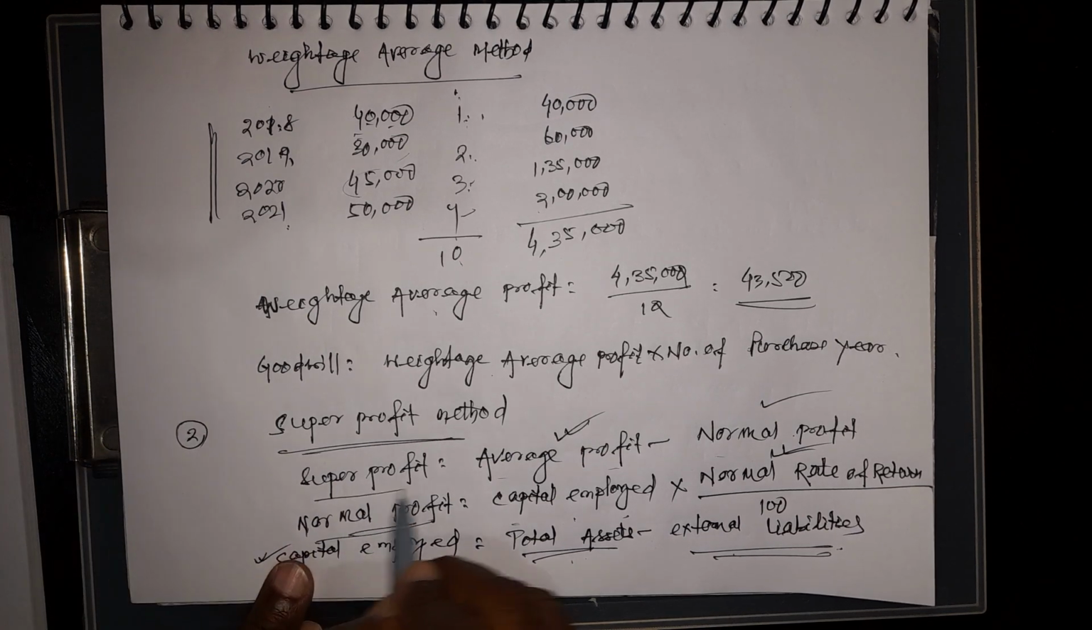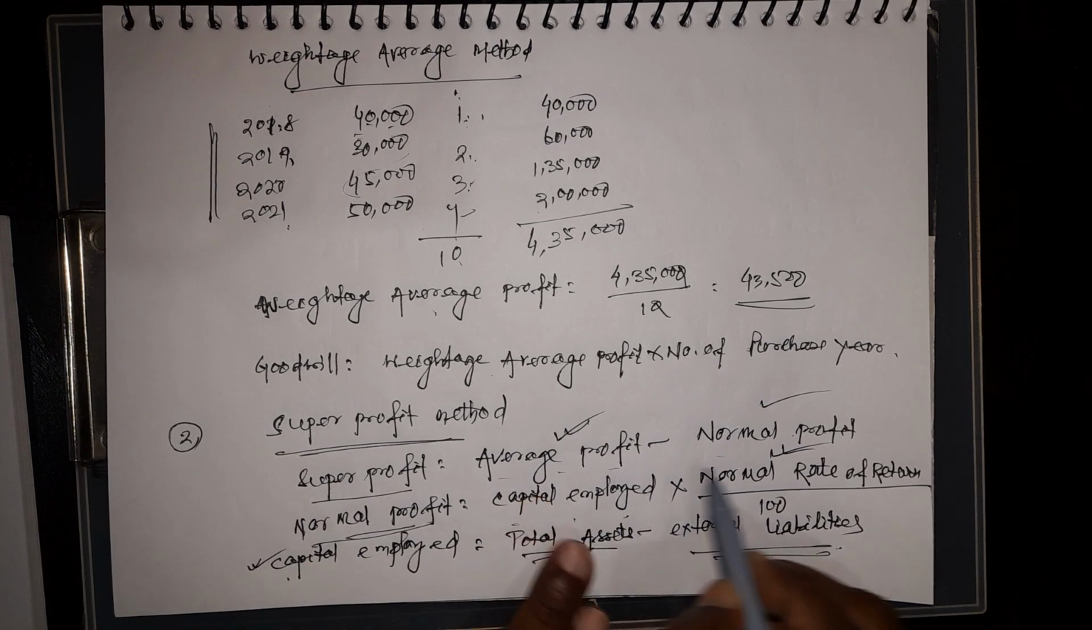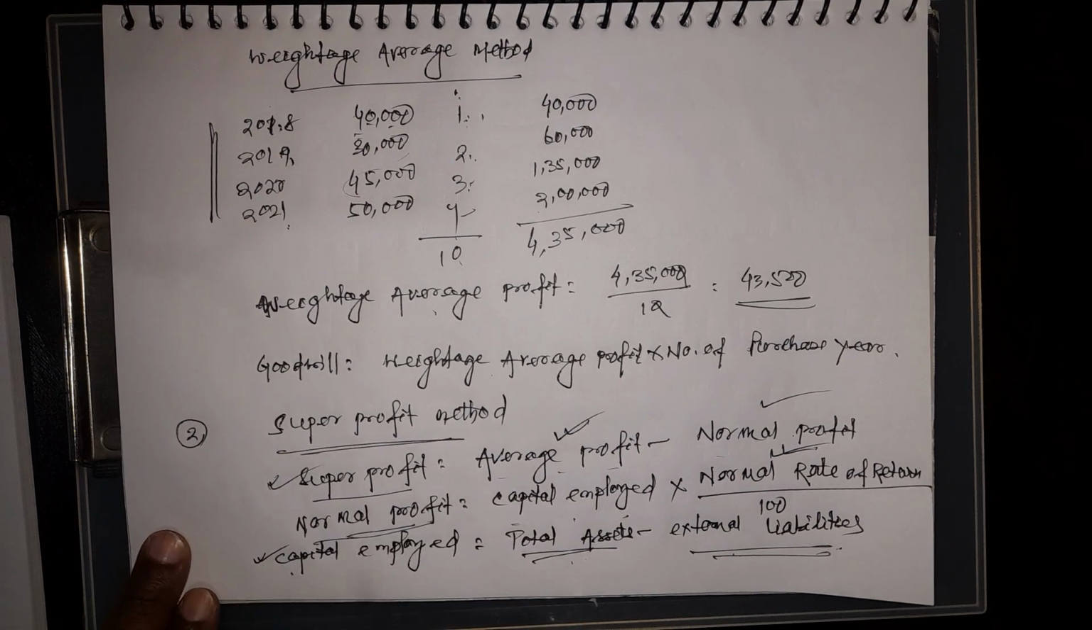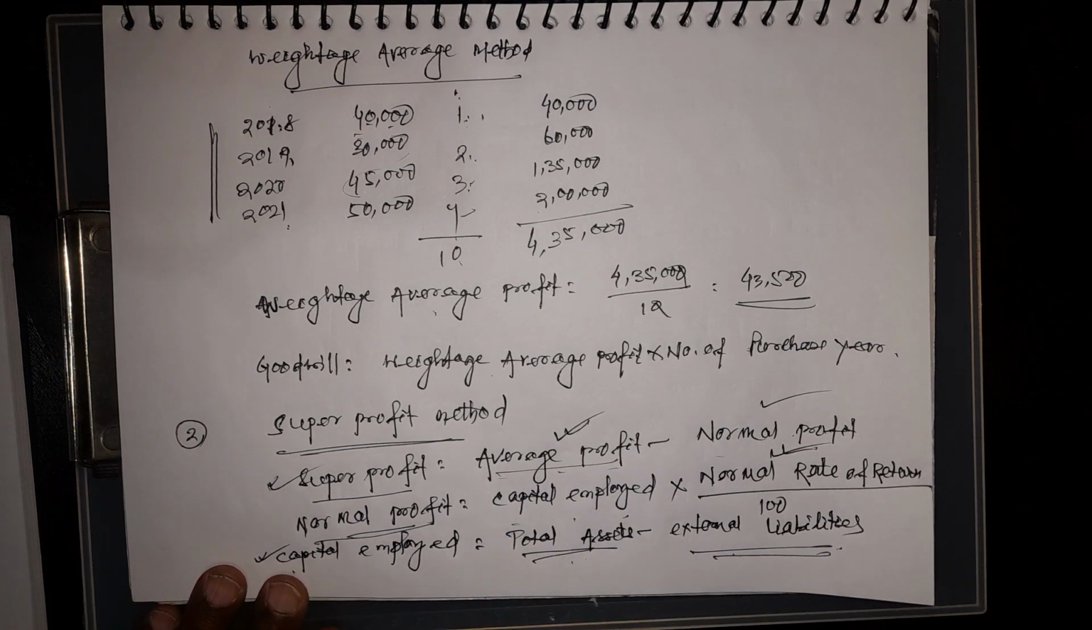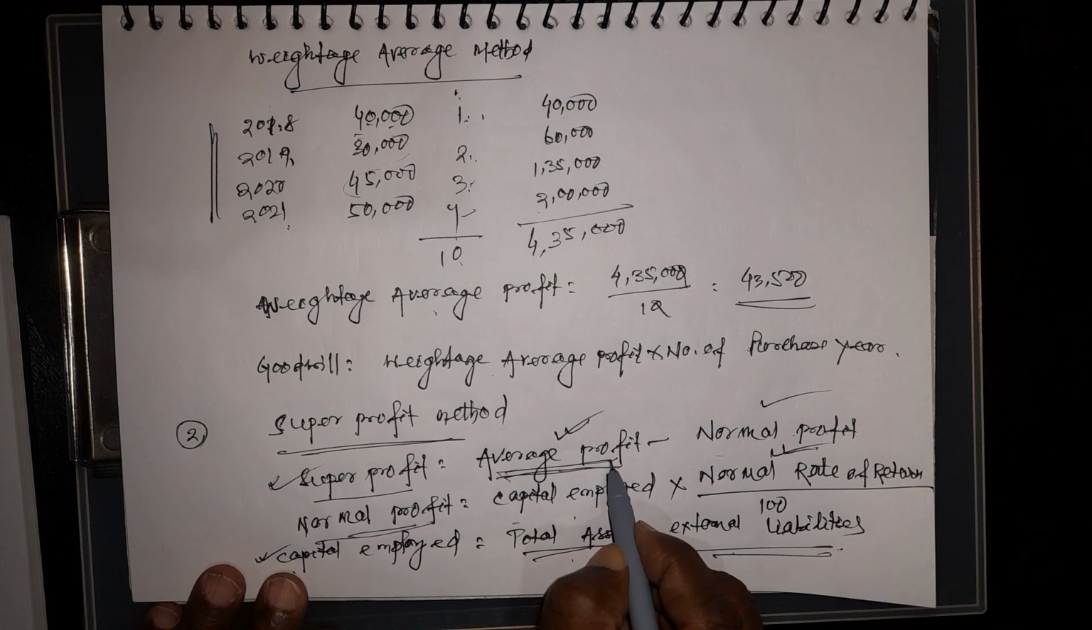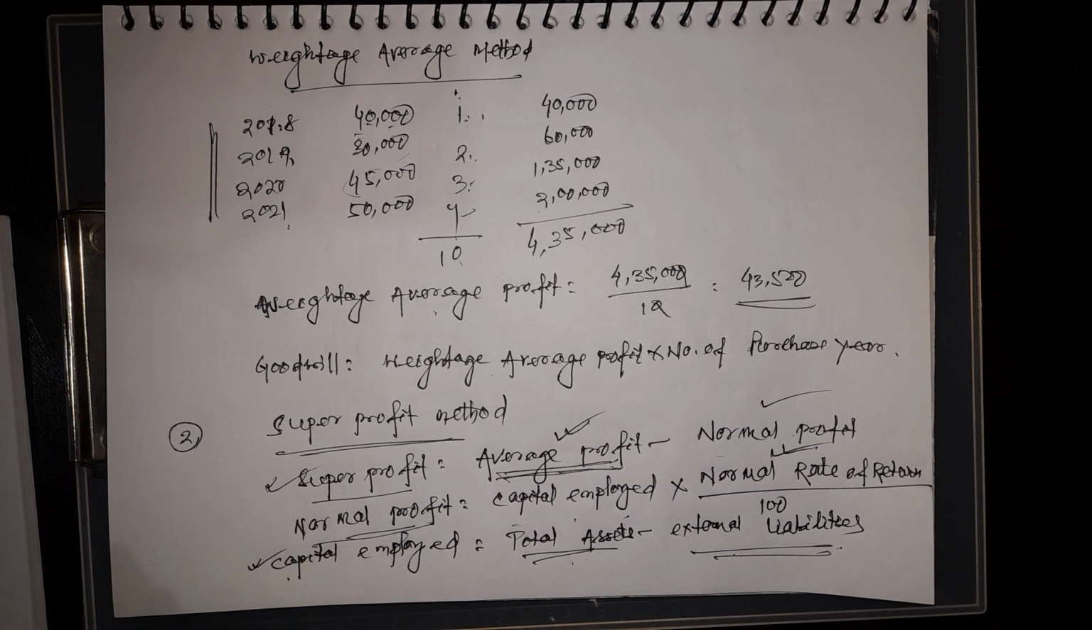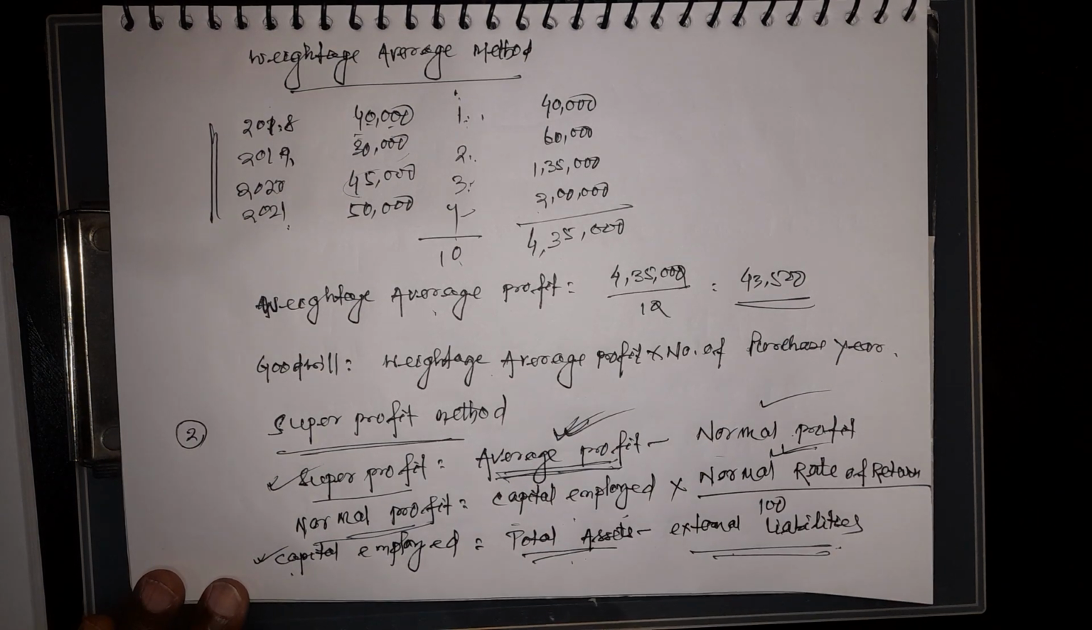So how will you get the super profit? The difference between the average profit and the normal profit will be the super profit. So these are the steps. Again I am going to explain it. First step, you will calculate the average profit. If the calculated value is given, there is no need to calculate it. If 2-3 years of profit are given, you calculate the average profit by adding the total profit and dividing by the number of years.